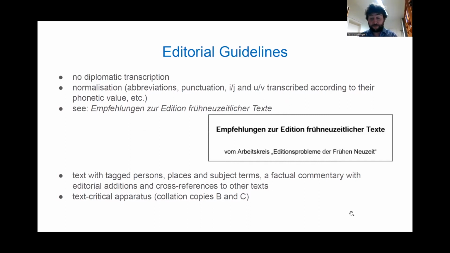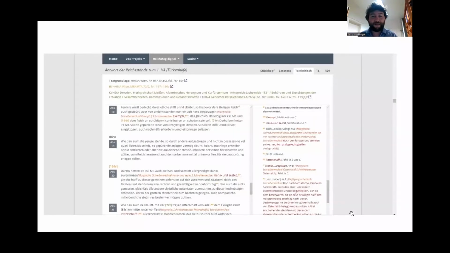Except for the minutes, each text basis was checked against a collation copy B, if possible. Any deviations in content, deletions or additions have been noted. If the result of deletions and additions in B differed from that of the textual basis, the text was also compared with the collation copy C. You can see an example on this slide with the text critical apparatus on the right side.